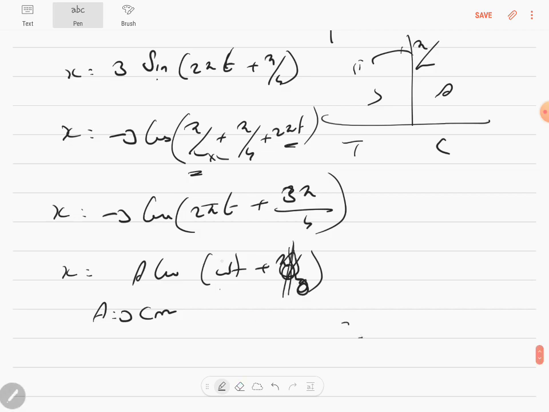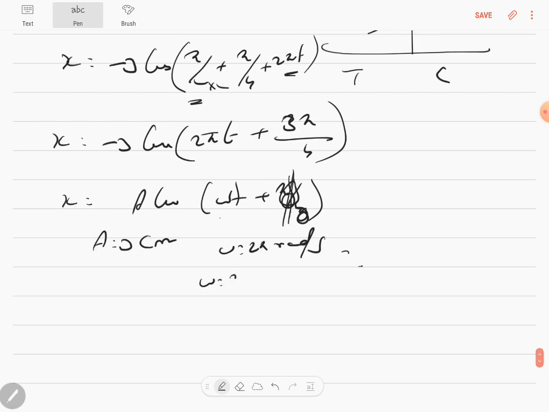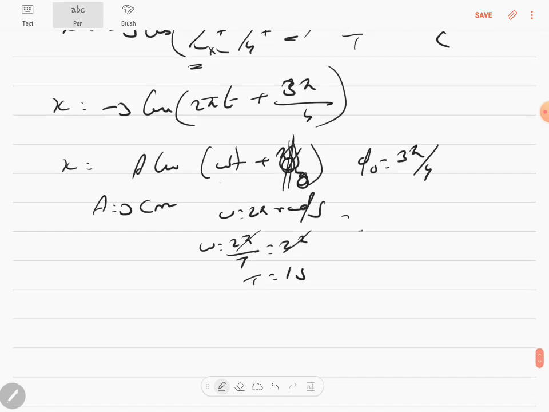So you know what is in the place of omega? Omega itself is 2 pi radians per second. And omega itself is 2 pi by capital T, which itself is equal to 2 pi. So T is equal to 1 second. And phi naught itself is 3 pi by 4. All this we have. Correct? So now how to do this? Put t is equal to 0 in this. So x is equal to minus 3 cos, t is equal to 0 means cos 0 is 1.